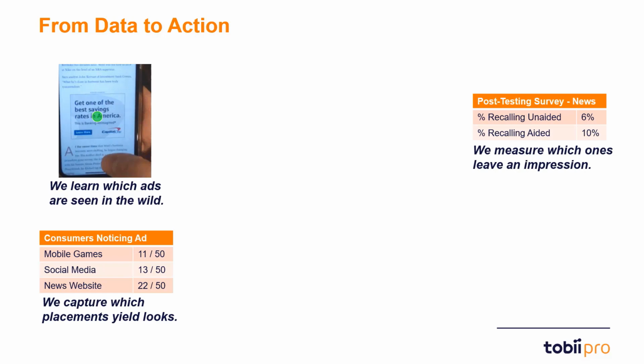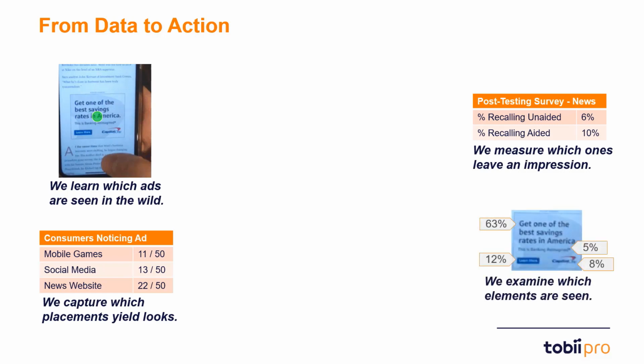You can also understand which advertisements actually left an impression. So in this case, across both groups, the recall was very low. And you can go even more in depth and understand what parts of the ad were actually seen. So we can see here that the overall tagline was seen by a very large majority of the population versus the brand itself was seen by very few people.